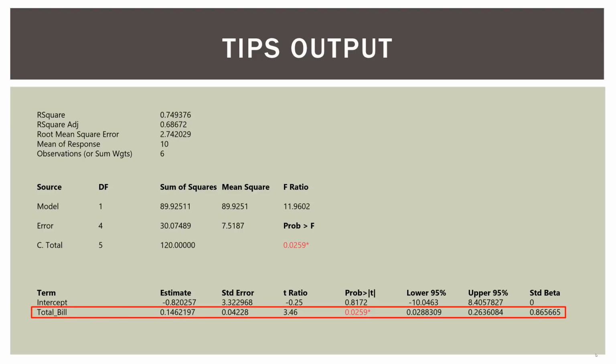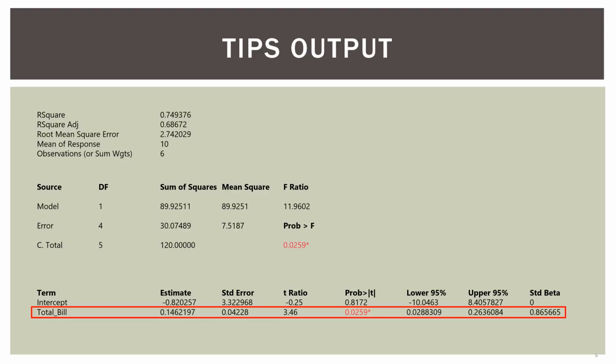So what we're looking at is this total bill coefficient down here. Remember that the slope of our regression line is 0.1462. That's the estimate there in total bill. That's all that is. That's where we get a regression equation from. We have a standard error. So remember, standard error is another way of saying sort of the variance of that estimate.